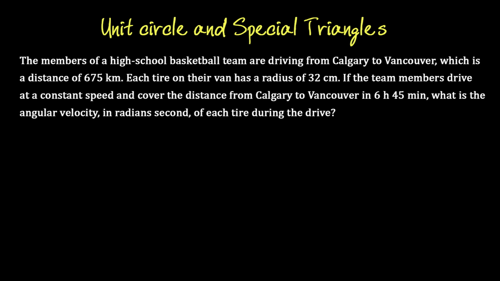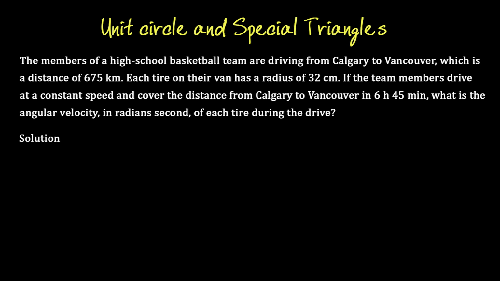The members of a high school basketball team are driving from Calgary to Vancouver, which is a distance of 675 kilometers. Each tire on their van has a radius of 32 centimeters. If the team members drive at a constant speed and cover the distance from Calgary to Vancouver in 6 hours 45 minutes, what is the angular velocity, in radians per second, of each tire during the drive?